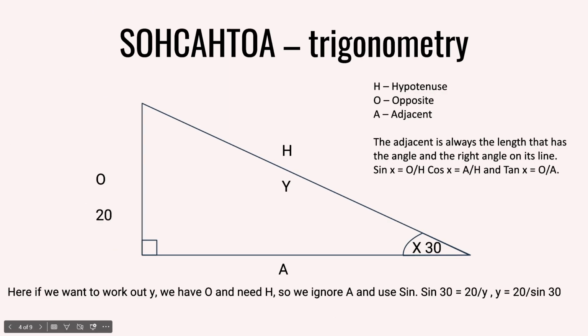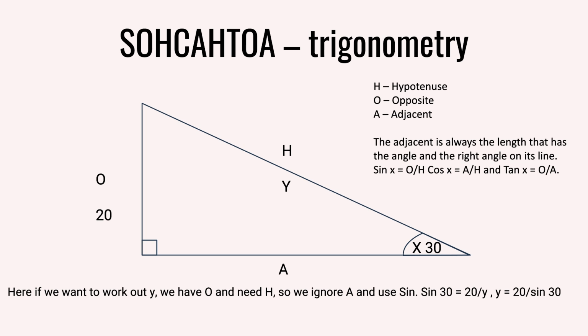Here is the right-angled triangle for you to visualise what SOHCAHTOA is. As you can see, we have H, O, and A. H is the hypotenuse, O is the opposite, and A is the adjacent. The adjacent is always the length that has the angle and the right angle on its line. As we can see, we have x, and then we have our right angle here. The opposite is the one that does not have the angle, hence because it's opposite.